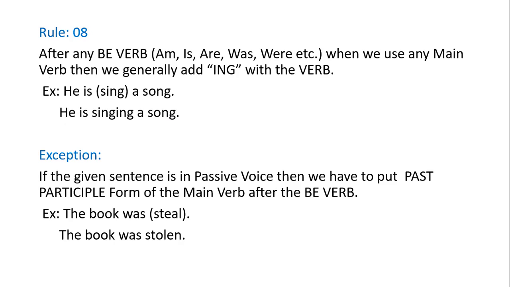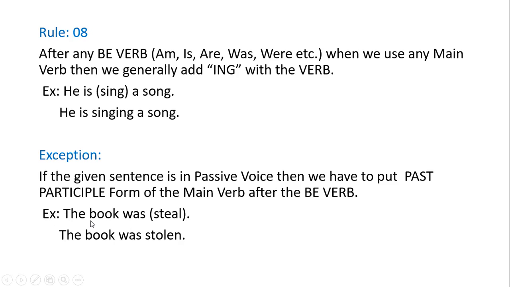If the given sentence is in passive voice, then we have to put the past participle form of the main verb after the be verb. So generally what we do, we put the ing form of the verb after the be verb. But if the sentence is in passive voice, then we have to put the past participle form of the verb after the be verb. For example, the book was still.